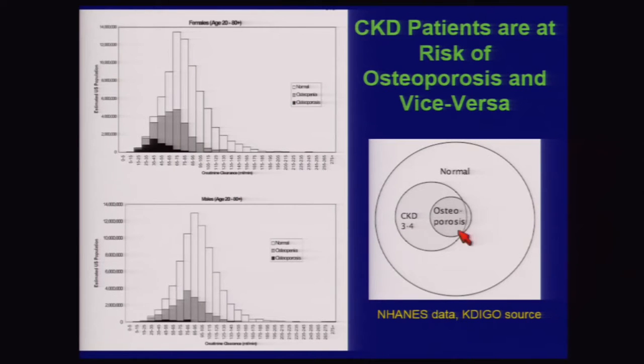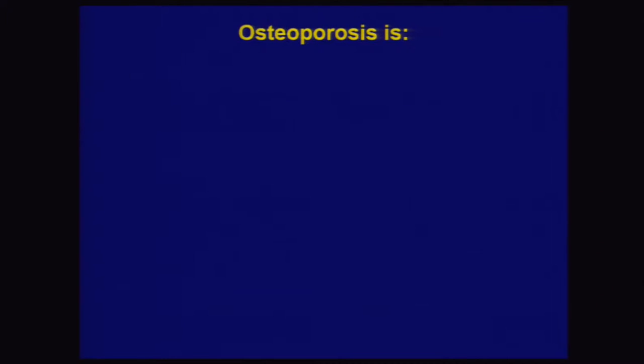And then when we look at this Venn diagram, you can see that in terms of where the osteoporosis patients fall in terms of their renal function, the majority of them in the general population are occurring in our patients with CKD stages 3 and 4. So it's something that we really need to be aware of, in particular in light of how these guidelines will change in the future. So what is osteoporosis?